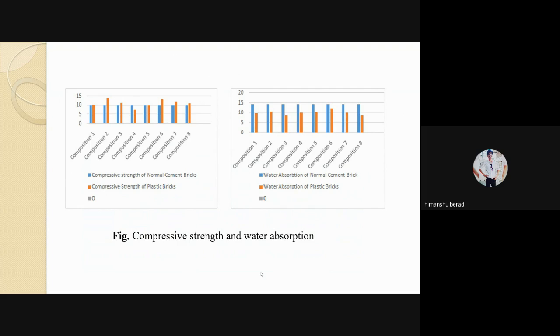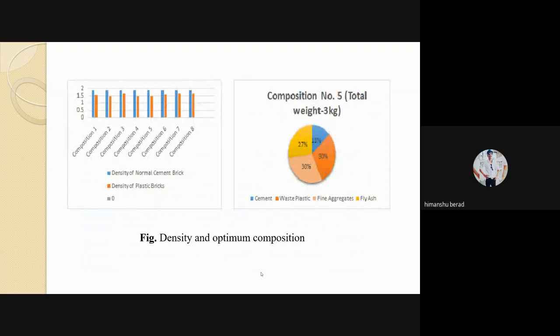This gives us a better analysis to find the optimum composition, and we have to find our optimum composition to finalize our result. In the next slide, you can see the density of both bricks is also compared, and we got the result that composition number 5 gives us the optimum result with economical cost and efficient strength. So we confirm our efficient composition is composition number 5, which is shown in the pie chart. The cement content, waste plastic, fine aggregate, and fly ash compositions are also shown in it along with their percentages.